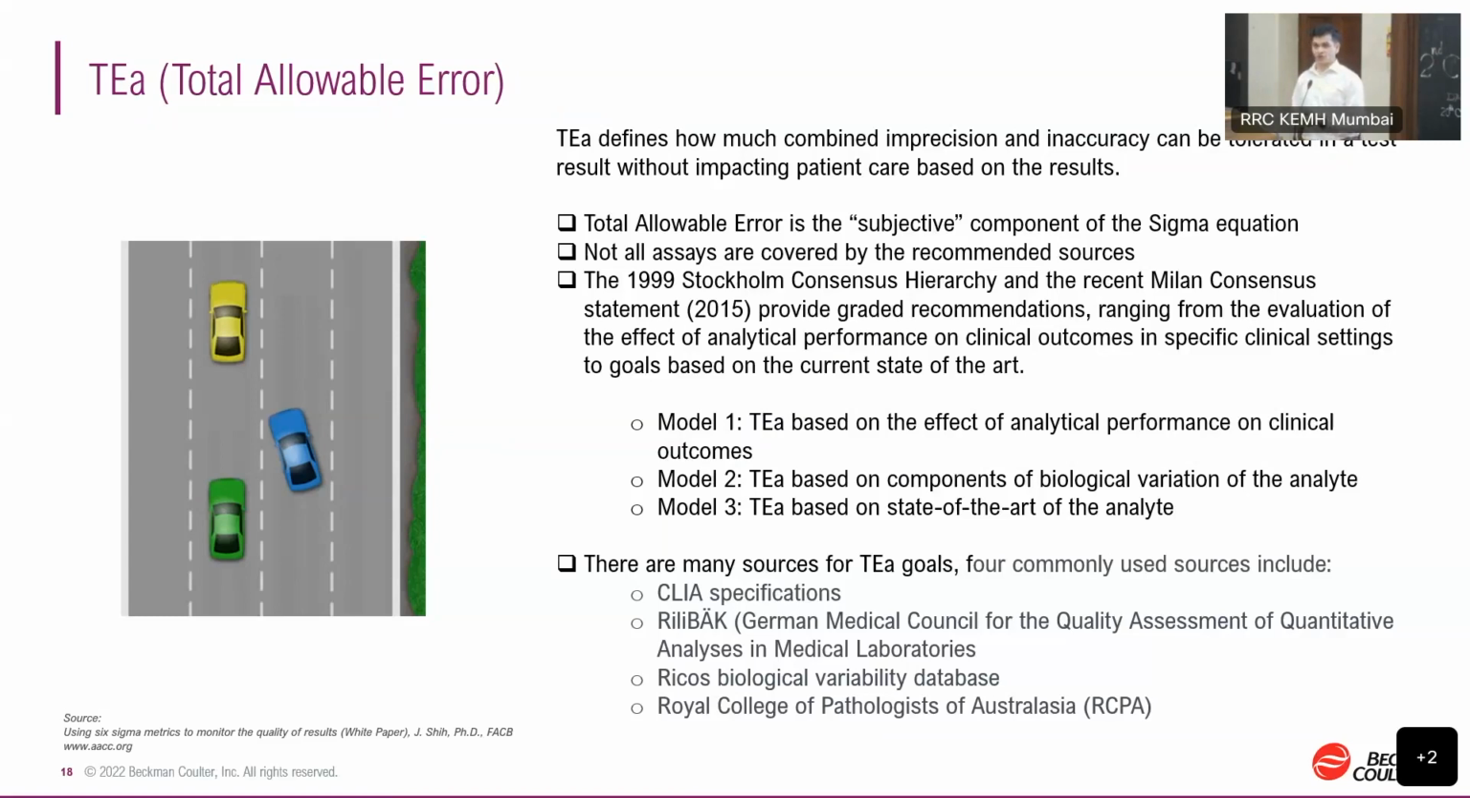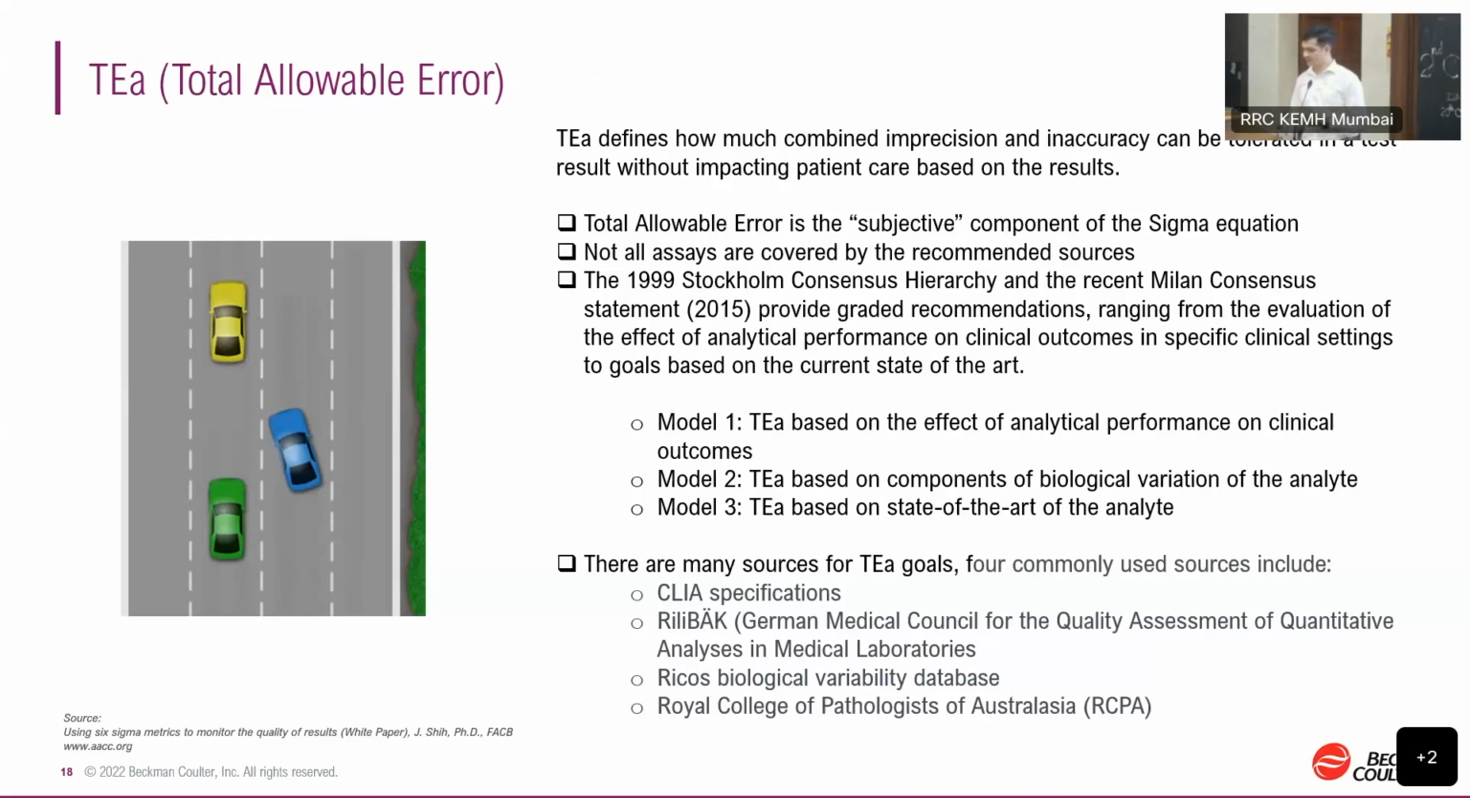Then the sources. You can find readily available TEAs from sources. Commonly used sources are CLIA specifications, but you will find those TEAs are achievable but not desirable. Desirable means those can be very wide and easily achievable, but may not be desirable by clinicians.